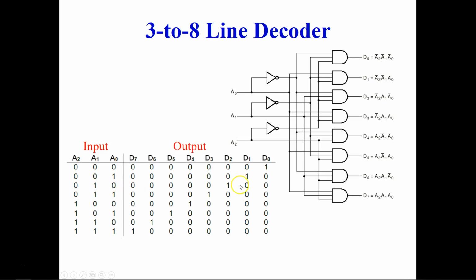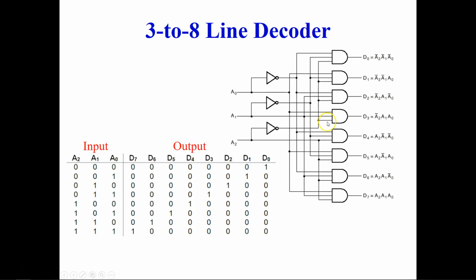When it is 2, D2 is activated. When it is 3, 0 1 1 is 3, then D3 is activated. When it is 1 0 0, which is 4 in decimal, then D4 is activated. When it is 1 0 1, which is 5, then D5 is activated. And when you have 1 1 0, which is 6, then D6 is activated. And when you have all 1, which is 7, then D7 will be activated. That's how you form the truth table in a 3 to 8 line decoder, and the rest of the outputs will be 0.